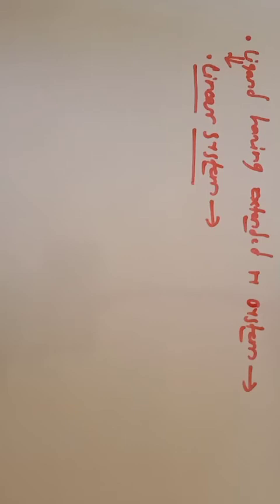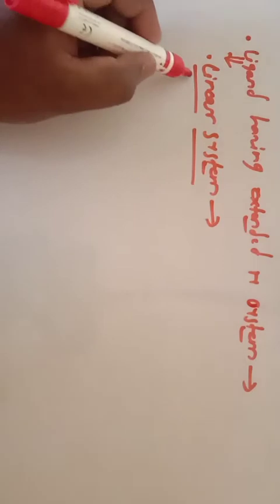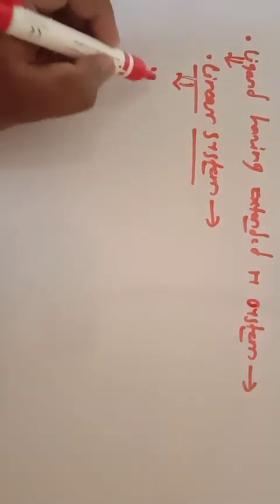If you consider the ligands having an extended pi system, these ligands are classified into two types. One is linear and another is cyclic. So there is a cyclic system and there is a linear system. In today's lecture, we are interested only in the linear system. The very common example of this linear system is ethylene.